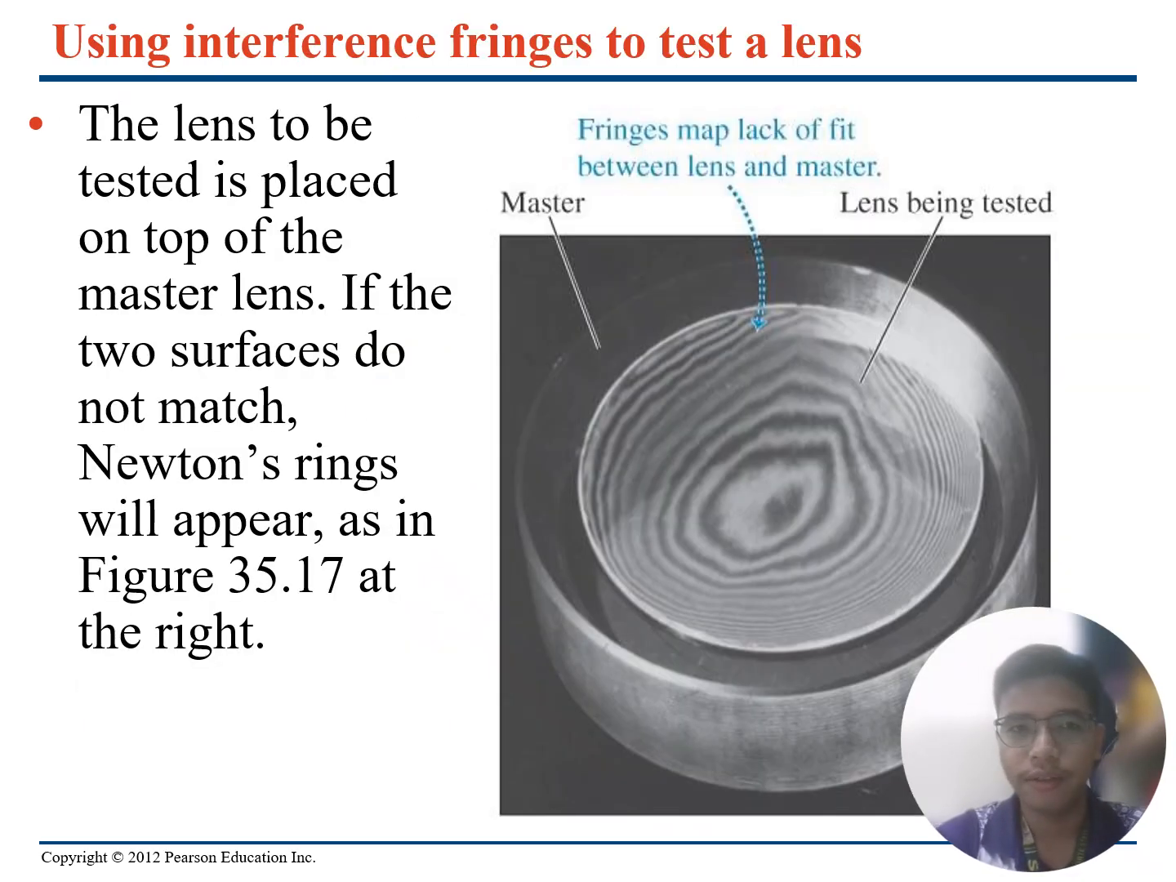So moving on to using interference fringes to test a lens. One practical application of interference is the testing and evaluation of optical lenses. In this method, a lens being tested is placed in contact with an optical flat of known quality.